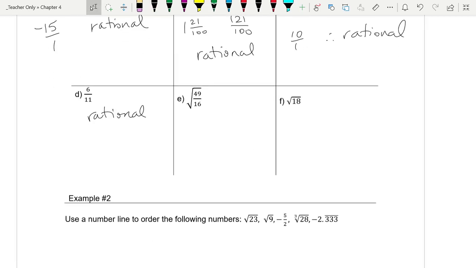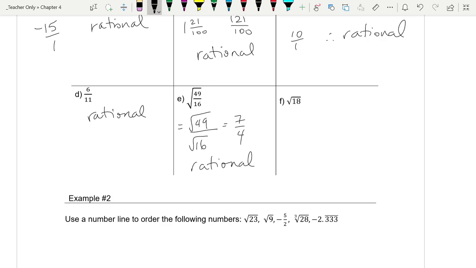What about that guy? Well, when you square root a fraction, you're supposed to remember from grade 9 that you can square root the top and bottom separately. So you don't have to actually do the divide first and figure out what decimal that is. You can think of that as 7 over 4, which is a fraction just like in D, so that is definitely a rational number. Okay, with me so far?